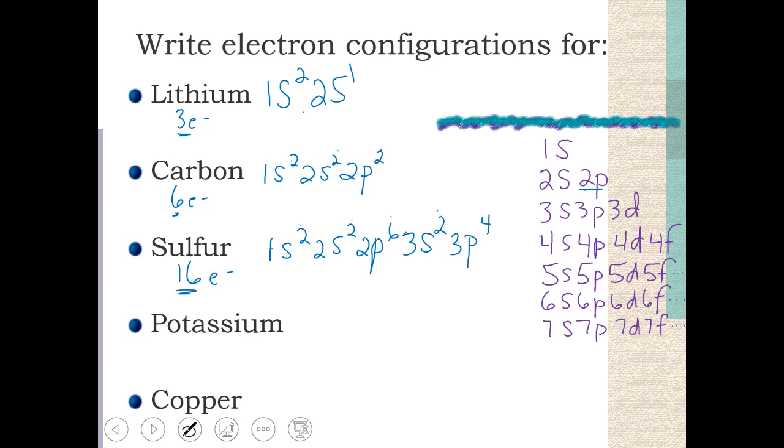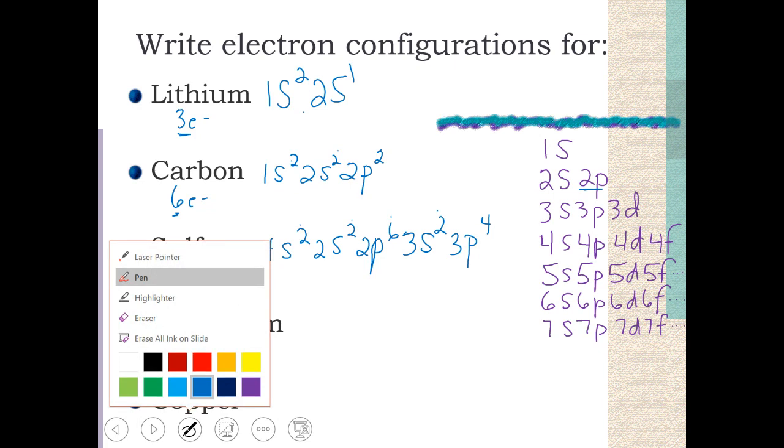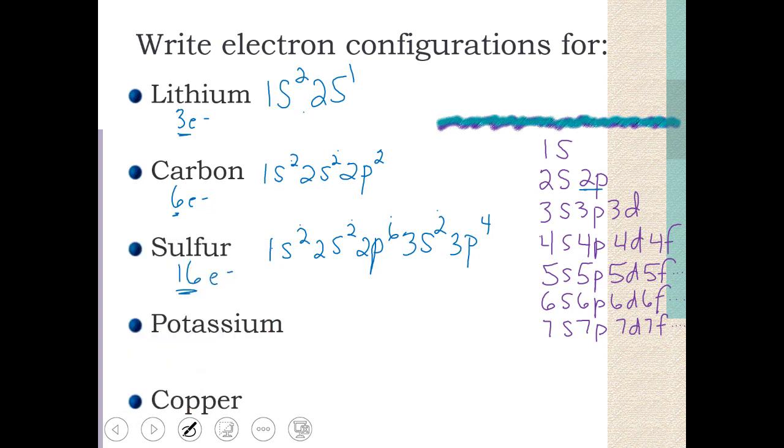So we go to the 3p, and it has 4 electrons. Now, one of the things you're going to learn about is called the valence electrons. The valence electrons are the electrons that are in the outermost level. See here, level 2, which is the outermost level, has 1 electron. Lithium has 1 valence electron.